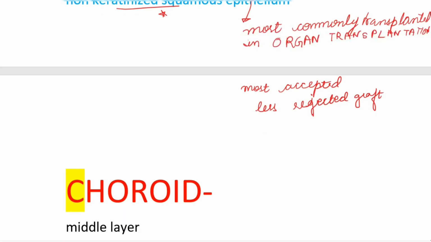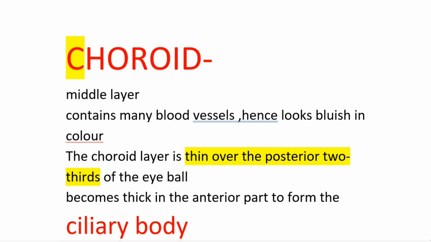So this is it about the external layer. Now moving on to the middle layer, which is the choroid. The choroid looks bluish in color because it contains many blood vessels. Like how we saw the differentiation of the external layer into its anterior part and the remaining part, as sclera and cornea, here too we have a differentiation.